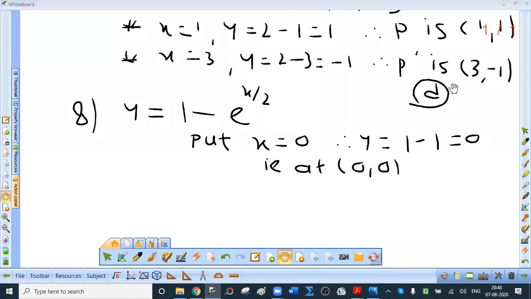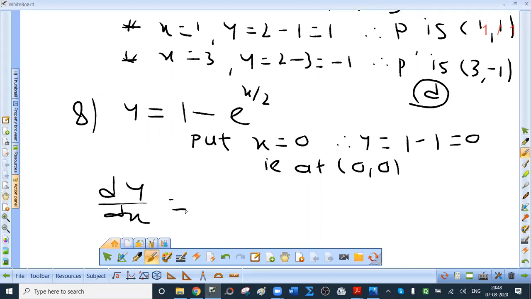Sum number 8. The equation of the tangent to the curve y equal to 1 minus e raised to x by 2 at the point of intersection with y-axis is. Basically, what is the equation of y-axis? x equal to 0. So put x equal to 0 in the equation of curve, you get y equal to 0. This means tangent is drawn at which point? 0, 0. Now let us find slope of tangent.